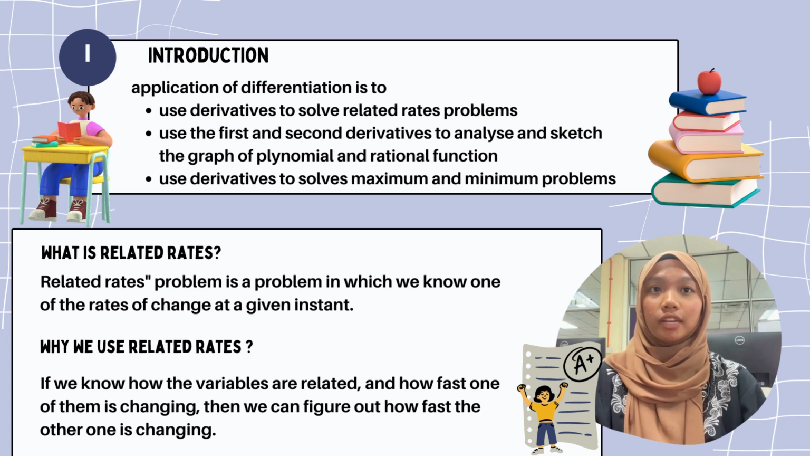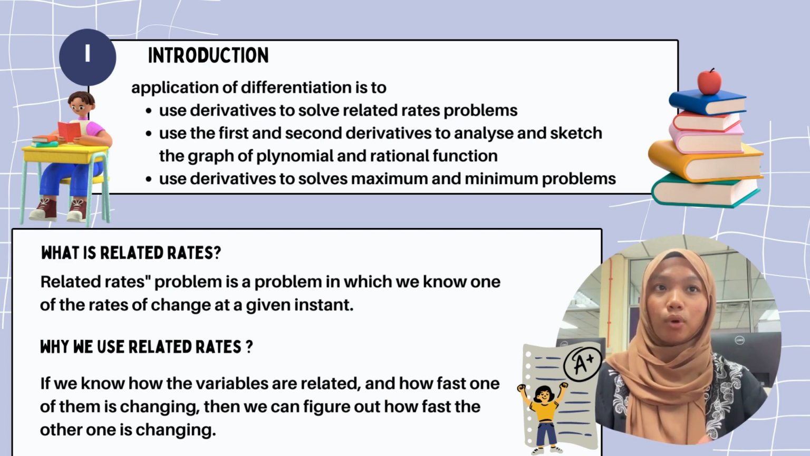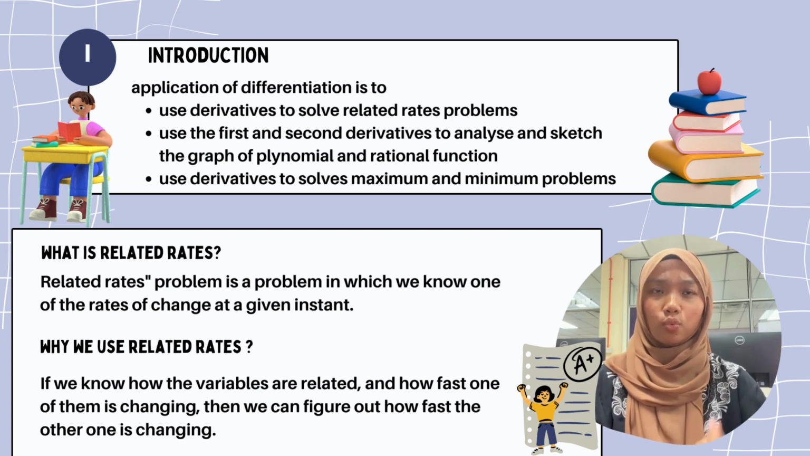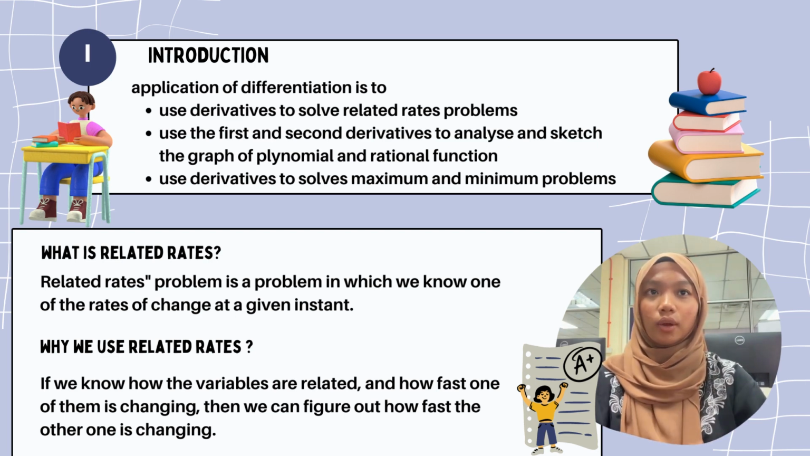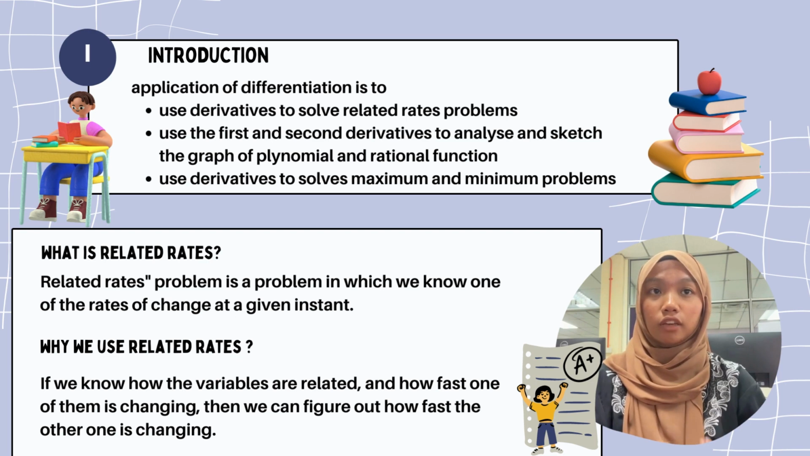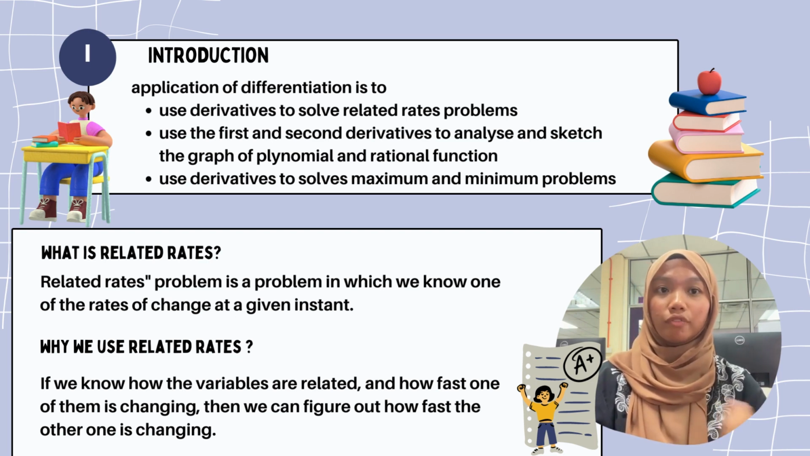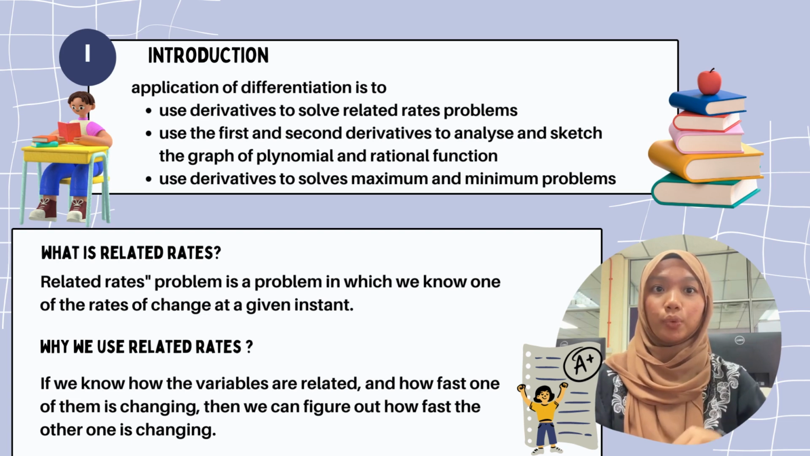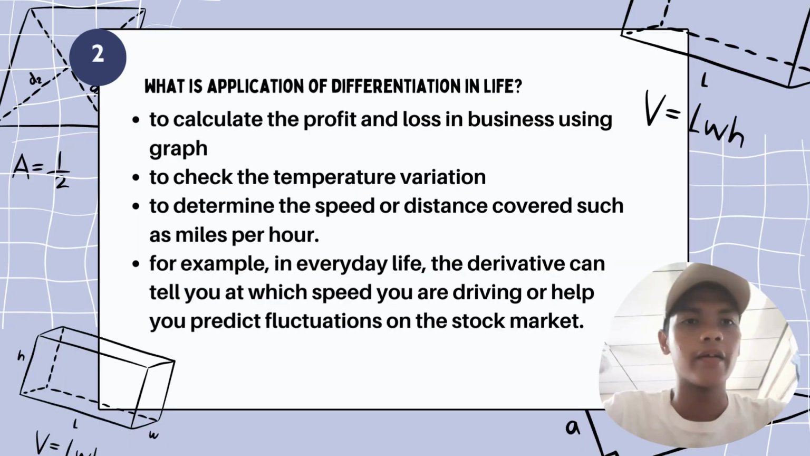What is related rates? Related rate is a problem in which we know one of the rates of change at a given instant. Why do we use related rates? If we know how the variables are related and how fast one of them is changing, then we can figure out how fast the other one is changing.